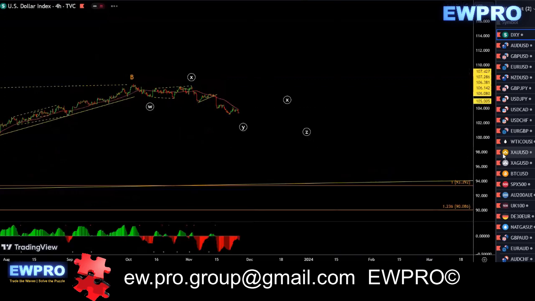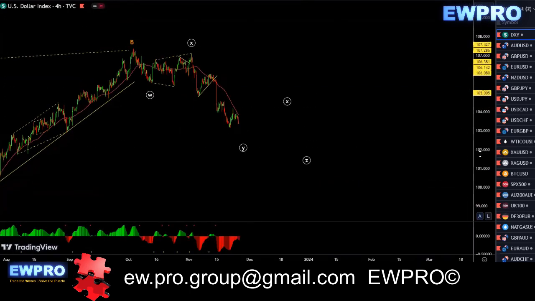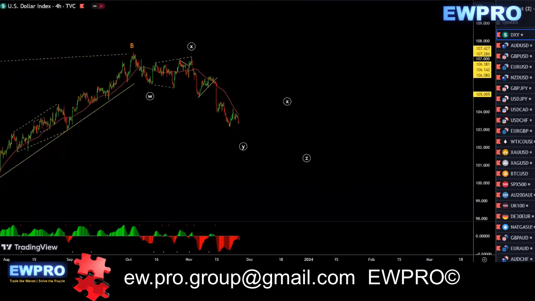On the H4, we are starting to get a motive structure down now. I'm looking at a 1, 2, 3. I'll be waiting for a wave 4 and then looking to sell that wave 5. At this stage, I would be waiting for this X2 correction and then looking to sell. That's the safest way.